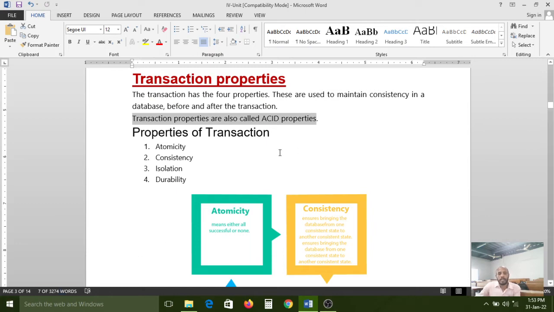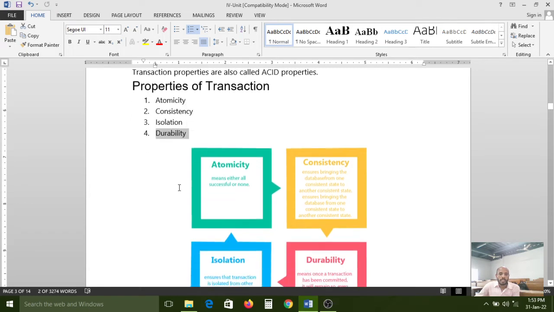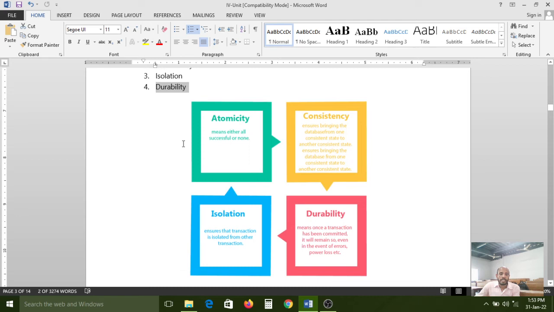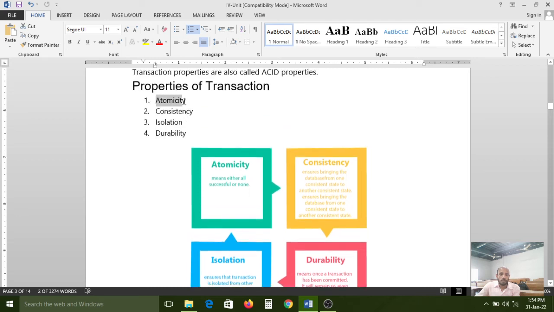If you want to maintain perfect data in our database, transaction properties are very important. What are the transaction properties we have? The first one is atomicity, second is consistency, third is isolation, fourth is durability. Now let us understand each and everything. First let us understand the atomicity property.